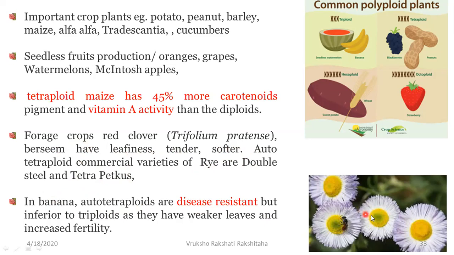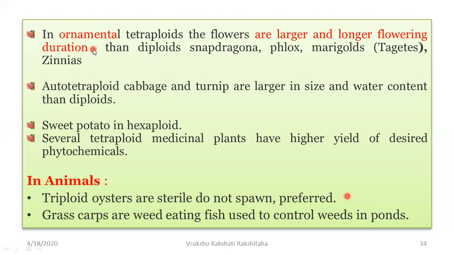This is the pic of the phlox flower. In ornamentals, it is found that in tetraploids the flowers are larger in size and have a longer flowering duration, also called long-lasting blooms, than the diploids. For example, in snapdragons, phlox and marigolds. Marigolds, the one we call chendu hoo. Even in zinnias. Then autotetraploid cabbage and turnip are found to be larger in size and have more water content. Even sweet potato is a hexaploid.